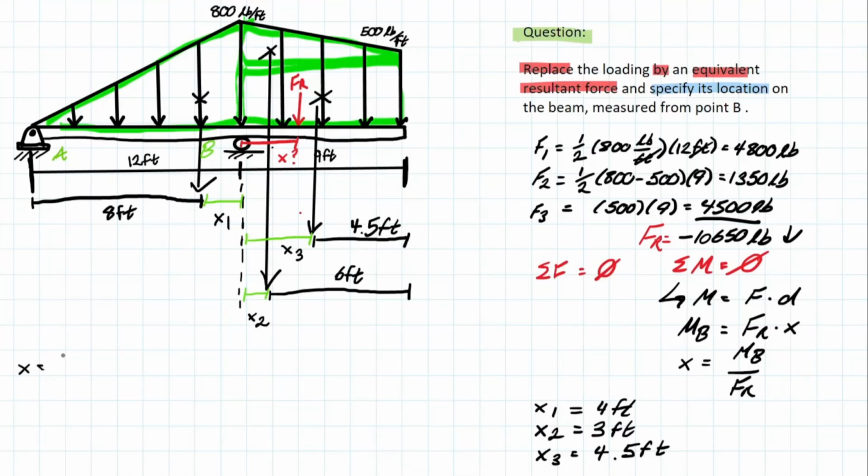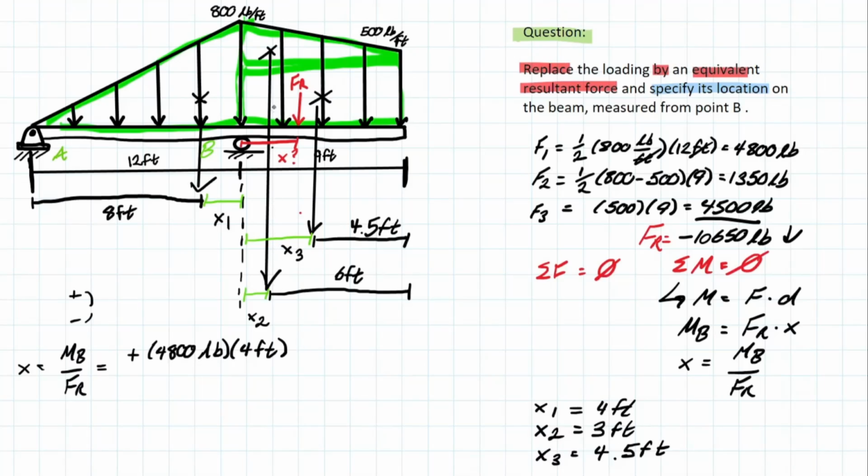So x, once again, is equal to moment at B over FR. Remember that FR is going to be negative because we chose this convention, and we know that a typical moment convention is clockwise is negative, and counterclockwise is positive. So let's consider F1 here. F1 is going around B in a counterclockwise direction, so we have to give it a positive sign. So we're going to consider positive F1, which is 4,800 pounds, multiplied by the distance x1, which is 4 feet. Pounds times feet, that's the perfect unit for a moment, so you're good there.